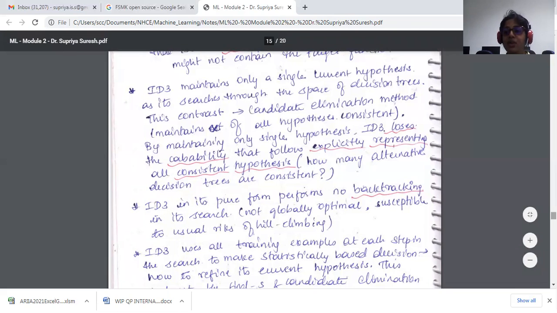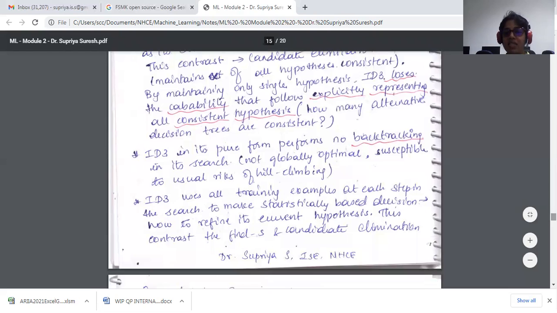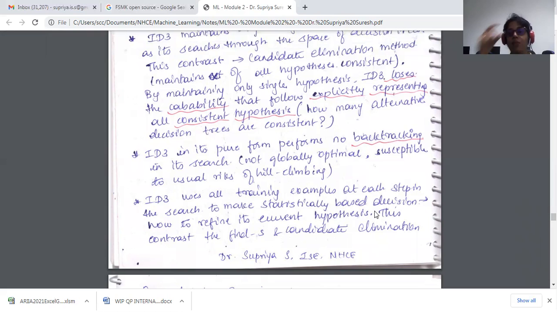Okay, so ID3 uses all the training examples at each step in the search to make a statistically based decision. When I give one training data set, it will start branching itself to identify, but it will have its entire training examples with it. So ID3 uses all its training examples at each and every step of its search to make a statistically based decision. Okay, but how does it refine its current hypothesis? Obviously, ID3 comes up with one particular hypothesis that best fits the solution, so it will start refining itself.